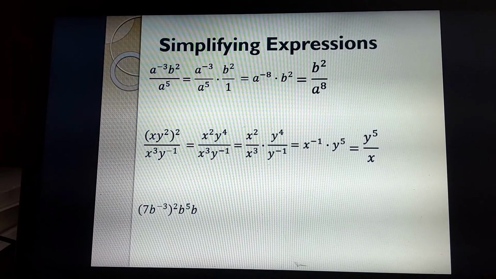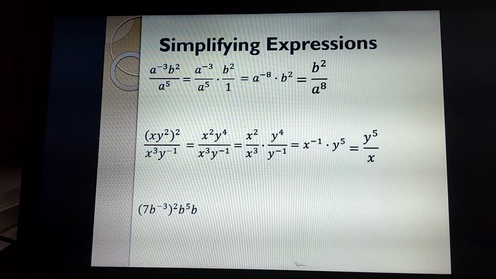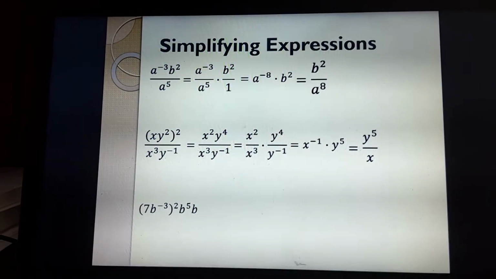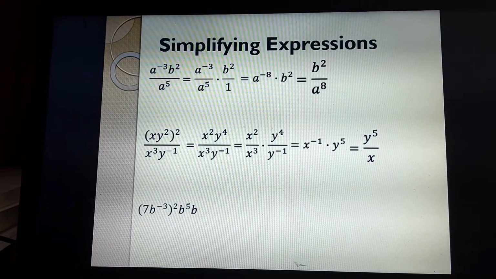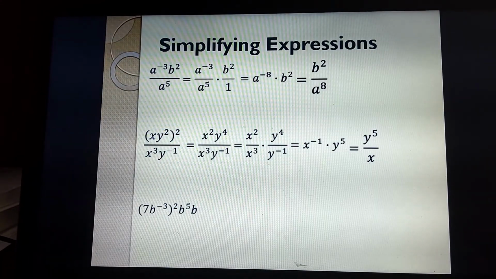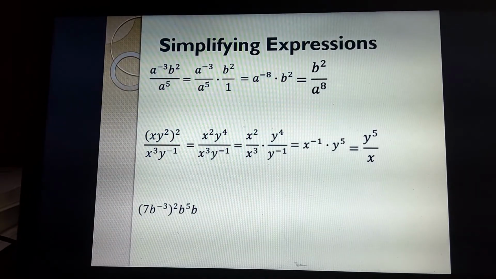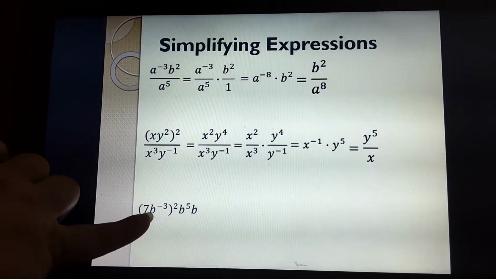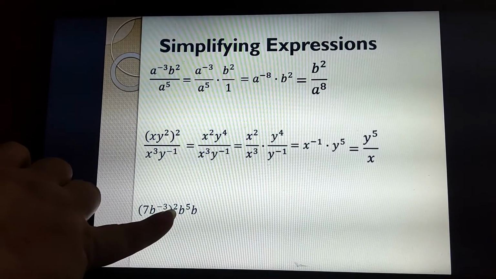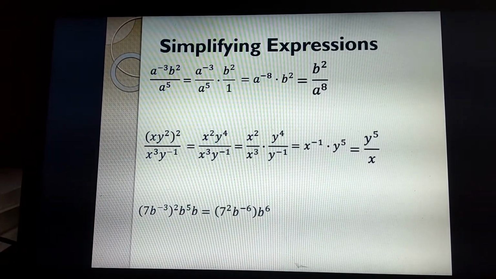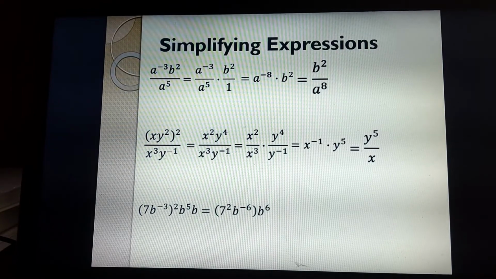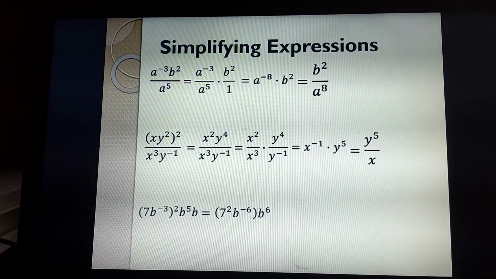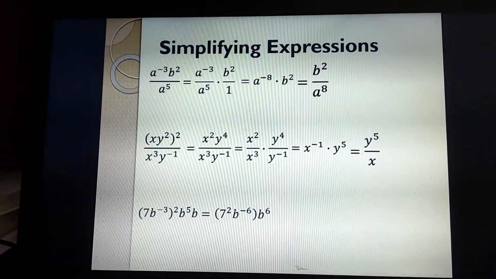Okay, our next problem, (7b to the negative 3) all squared, times b to the 5th, times b. All right, so we're going to take care of those parentheses. We don't like the parentheses there. Inside the parentheses, you've got two different bases, and we've got one exponent on the outside. So we're going to distribute the exponent. So I'm going to get 7 squared, and when I've got the b to the negative 3 squared, I'm going to multiply those exponents. So I'm going to get 7 squared, b to the negative 6th, and then I took these two b's on the outside, b to the 5th times b, keep the b, add the exponents. So 5 plus 1 is 6.